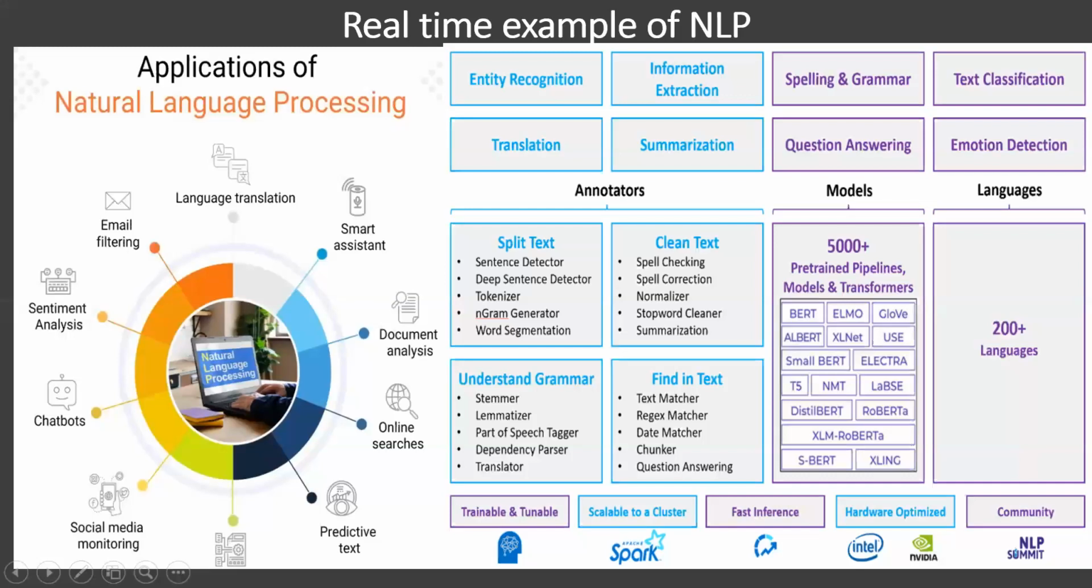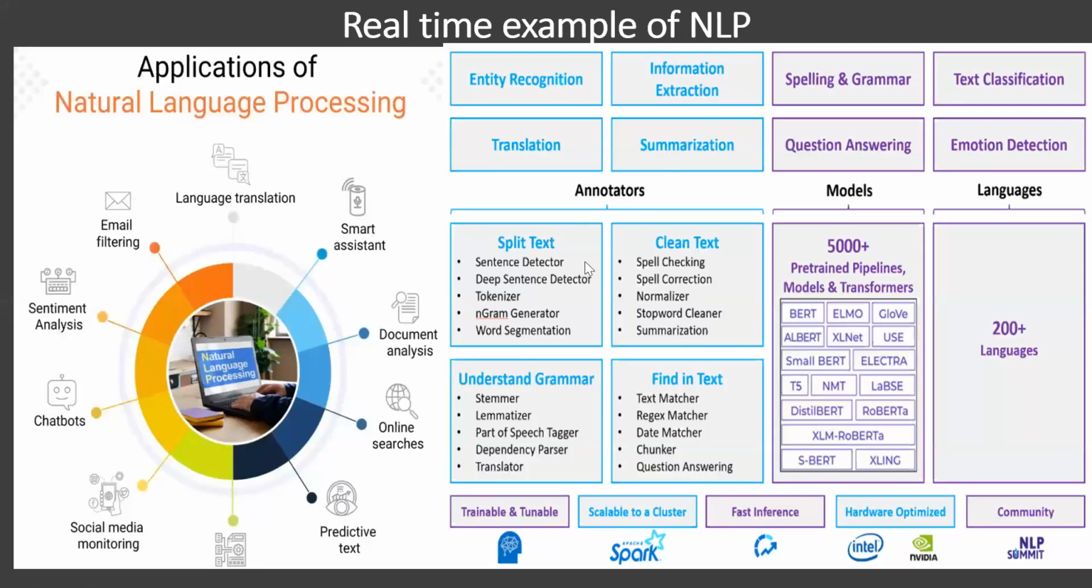Now, why are we learning this? First, understand why we learn NLP and where exactly it is used in real time. It is used in many places like language translation, smart assistants, document analysis, online searches, predictive text, social media monitoring, chatbots, sentiment analysis, and email filtering. For example, if you want to buy an iPhone from Amazon, you see the comments, guys. If they're good, that's called sentiment. Using the help of text, you find out the sentiment and then you can buy.